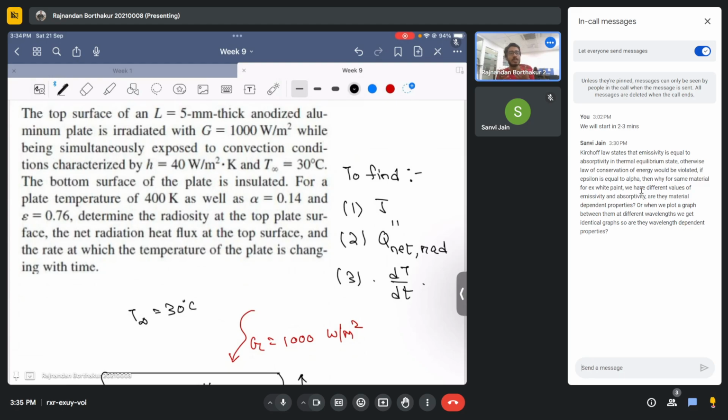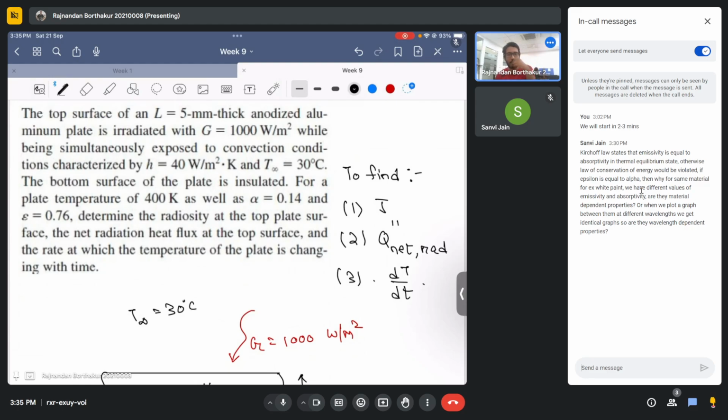But diffuse and gray bodies are just idealized things in radiation. In general, you cannot have a diffuse or gray body, and properties like emissivity and absorptivity show dependence on direction and wavelength. This Kirchhoff's law is true for a gray body, and only then can you say that emissivity is equal to absorptivity. I hope this is clear.